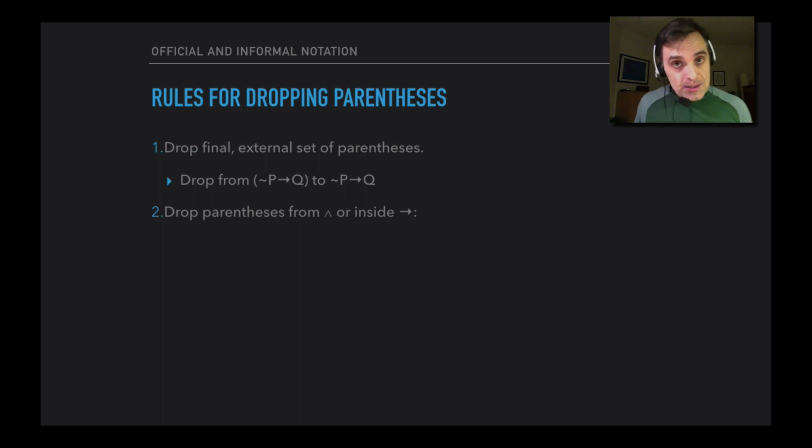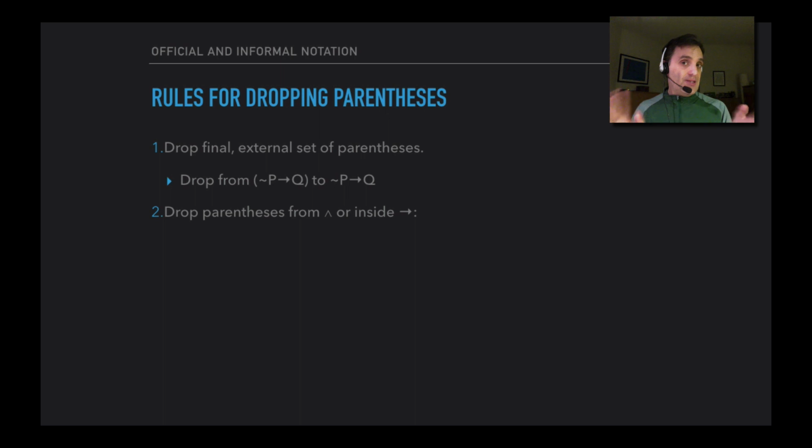So what that means is that "not P arrow Q" is not officially a sentence, but informally it is a sentence. What sentence is it? It's the sentence you get by putting the parentheses back on. So negation (P arrow Q): according to this rule about informal notation, that's a conditional. The negation is inside the parentheses.